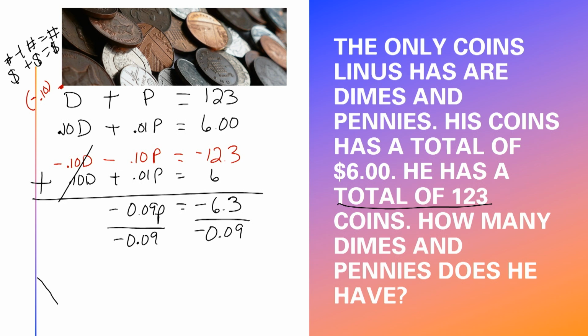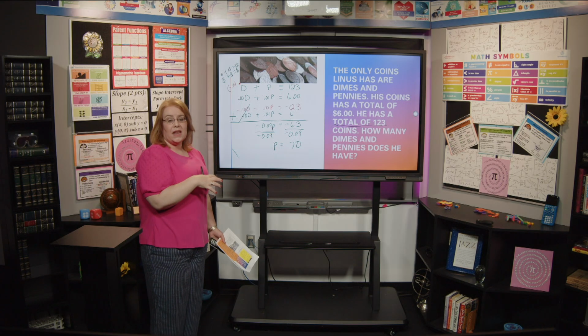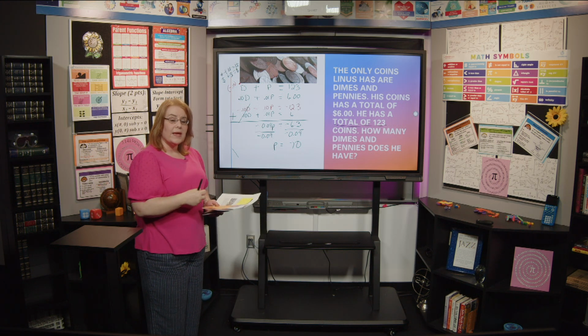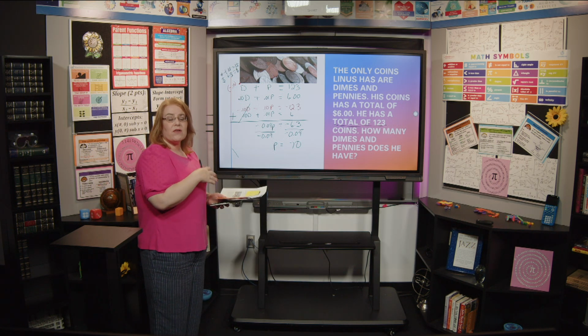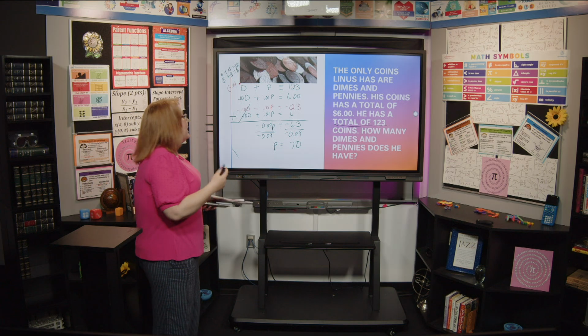We have learned negative divided by negative is a positive. So when I divide, I get 70. I have 70 pennies in this scenario. So I'm going to take that information about my pennies and see if I can figure out how many dimes I have. Let's plug it in.